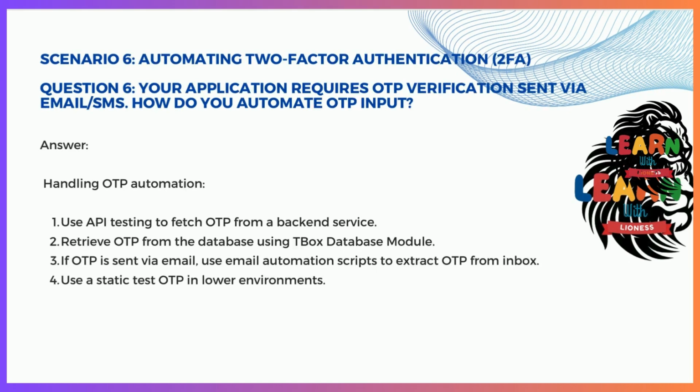Scenario 6. Automating two-factor authentication, 2FA. Question 6. Your application requires OTP verification sent via email or SMS. How do you automate OTP input? Answer. Handling OTP automation: 1. Use API testing to fetch OTP from a backend service. 2. Retrieve OTP from the database using the TBox Database module. 3. If OTP is sent via email, use email automation scripts to extract OTP from the inbox. 4. Use a static test OTP in lower environments.